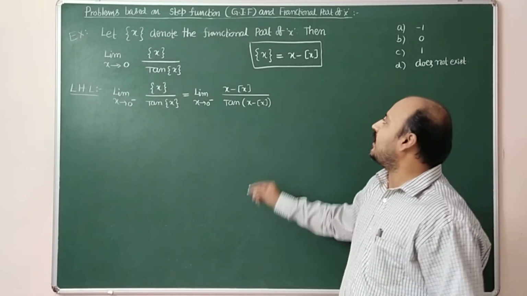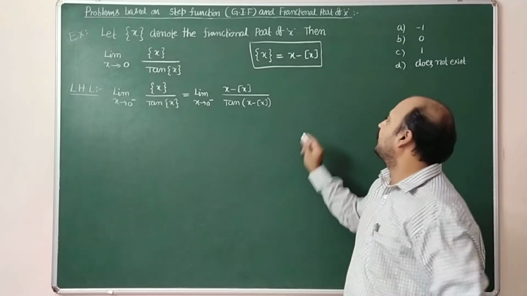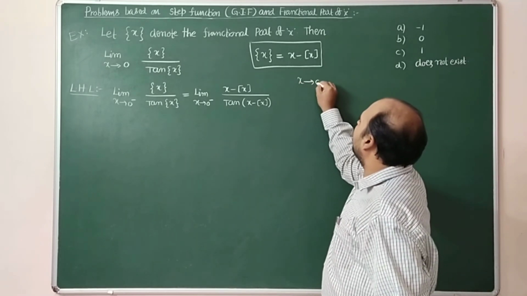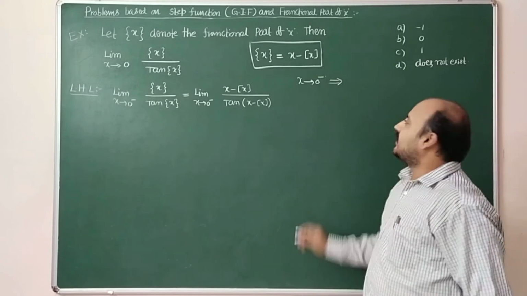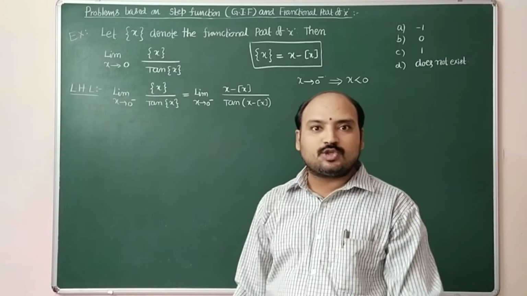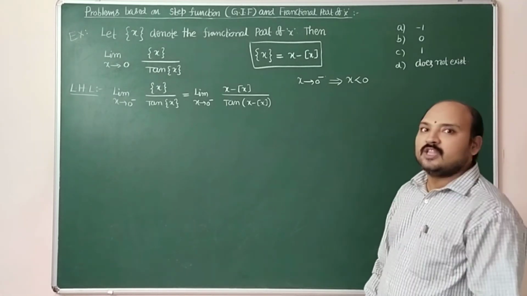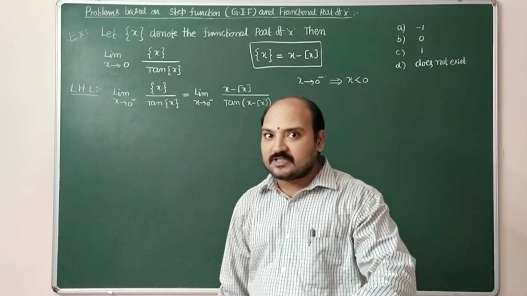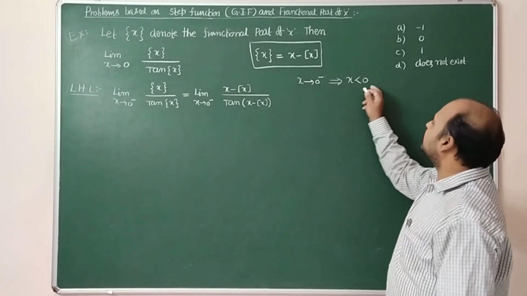Now we will calculate the value of step x when x is tending to 0 minus. X tends to 0 minus, that implies x is less than 0. The meaning of x tends to 0 minus is x is less than 0. In the previous question, x tends to 4 plus was there, that means x is greater than 4. Here x is less than 0.